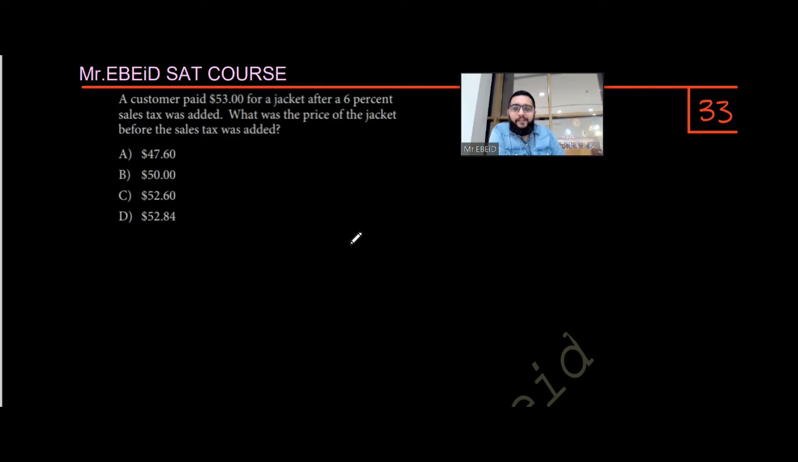Question 33. A customer paid $53 for a jacket after a 6% sales tax was added. What is the price of the jacket before the sales tax? So let the price before the sales tax was added be x. So we have x plus 6% of x, so x plus 6% x equals 53. Now you can take x as a common factor, so it will be x times 1 plus 6% equals 53.